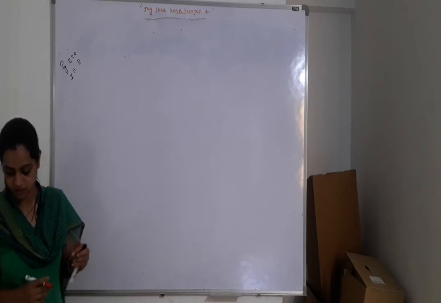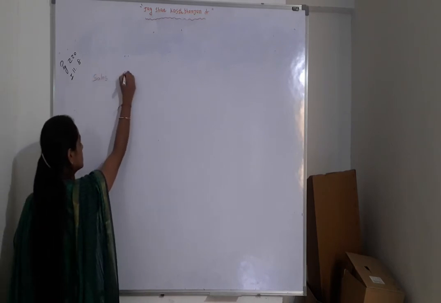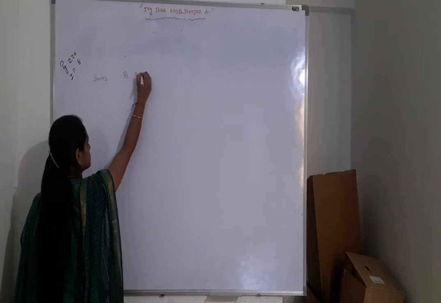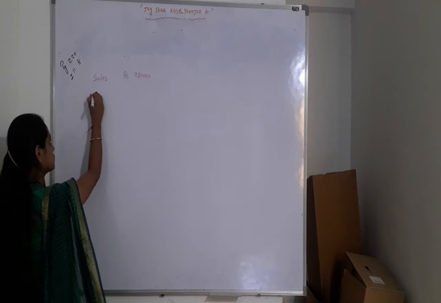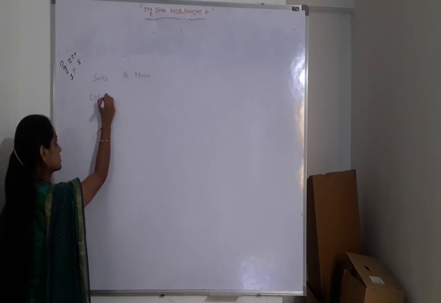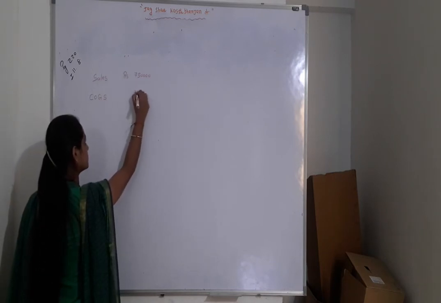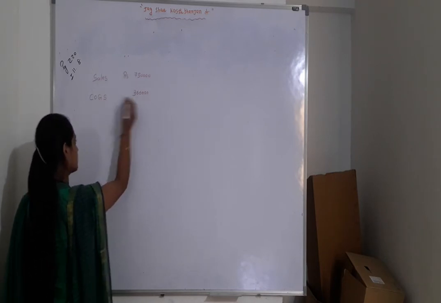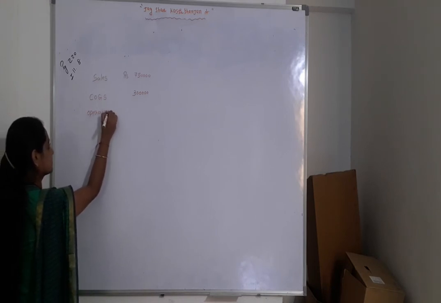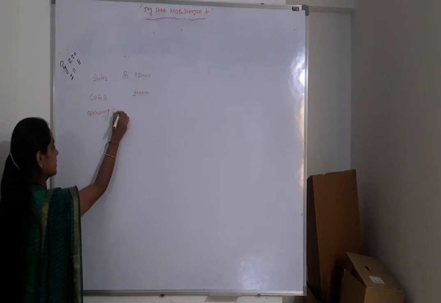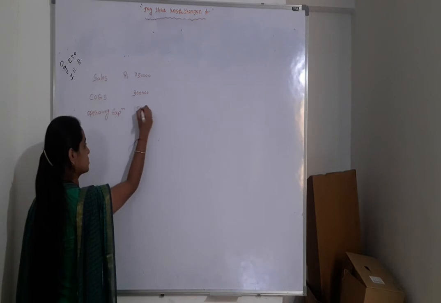They have given sales rupees 7,50,000. Then cost of goods sold, that means COGS, that is 3 lakh. And operating expense 1,50,000.